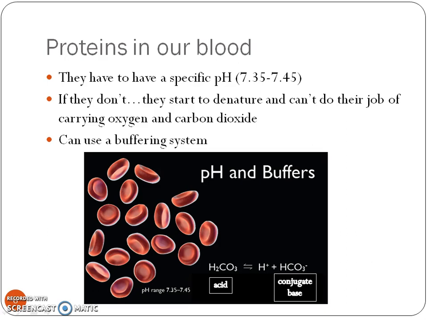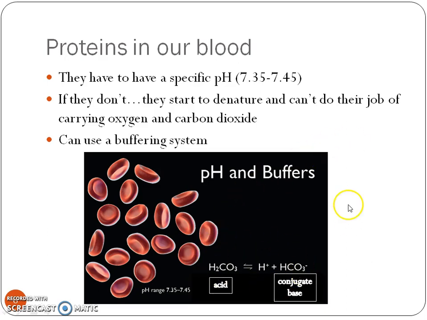I'm going to go through them kind of quickly because I want to make sure I have enough time to get through everything else. He talked about proteins in our blood and how they have a specific pH range. And if they don't have this range, they can't do their job and they start to denature. So we can use this as a buffering system.